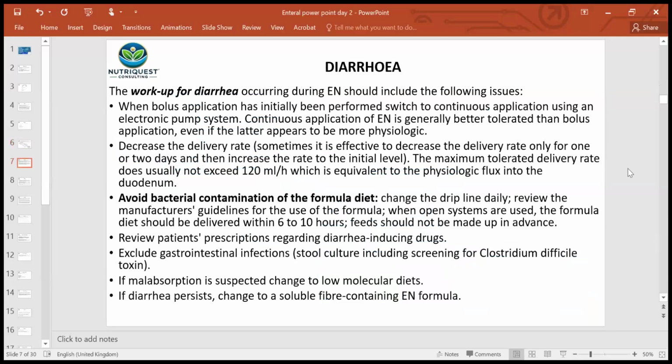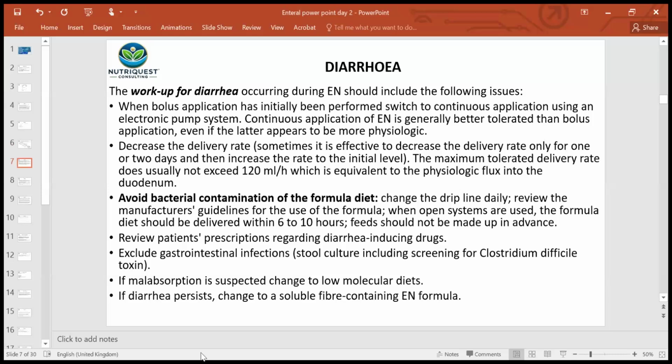So just to summarize what that flowchart means, the workup for diarrhea occurring during enteral nutrition includes the following issues. One of them is that when bolus application has initially been performed, switch to continuous application using an electronic pump system. So you can go with an electronic pump system.